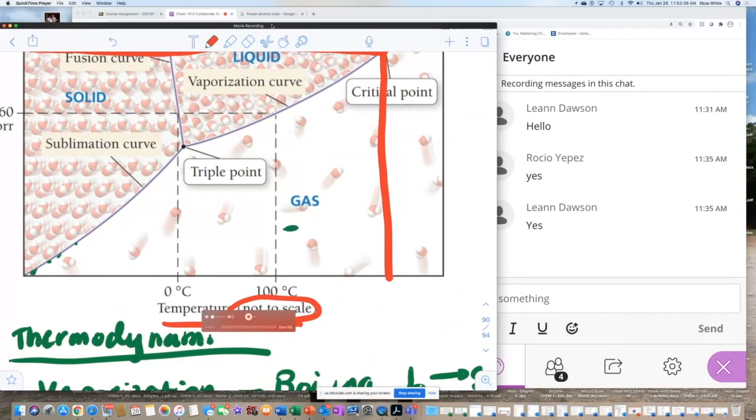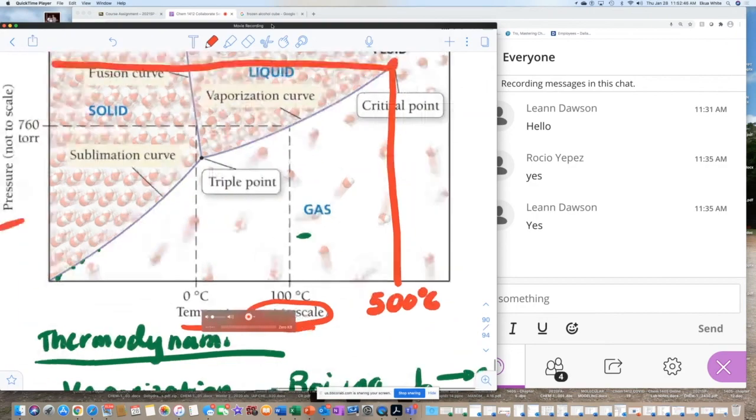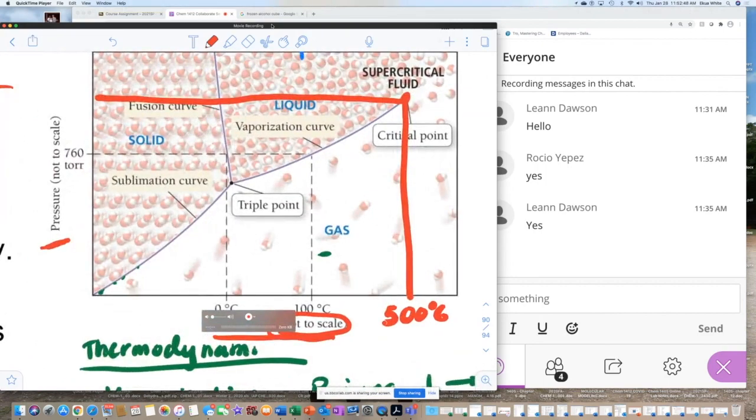But if you can get whatever the temperature is right here, let's pretend, I don't know what the actual value is, let's pretend it's 500 degrees Celsius. And then the pressure here, 1000 torr, because it says also not to scale, so I can pick whatever numbers I want. Let's say you got liquid water to a temperature of 500 degrees Celsius, a pressure of 1000 torr, which is the critical point. You will get what is called a supercritical fluid.